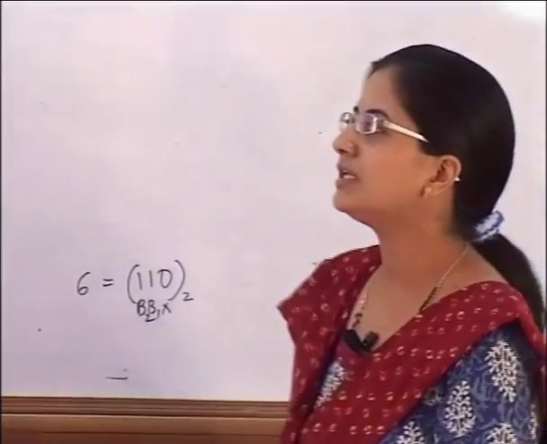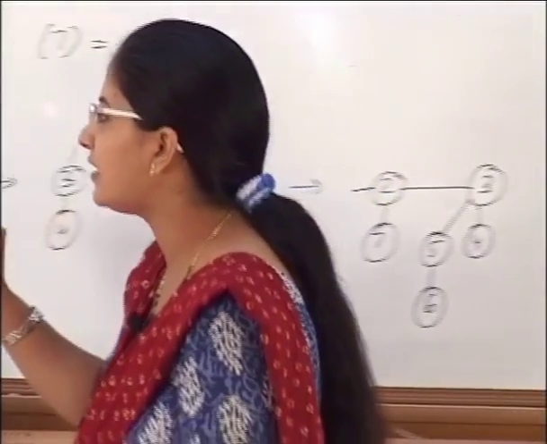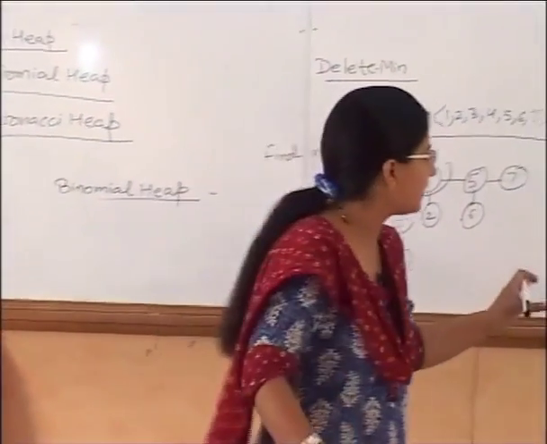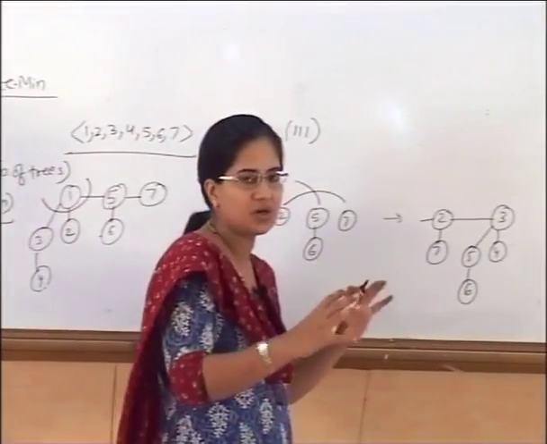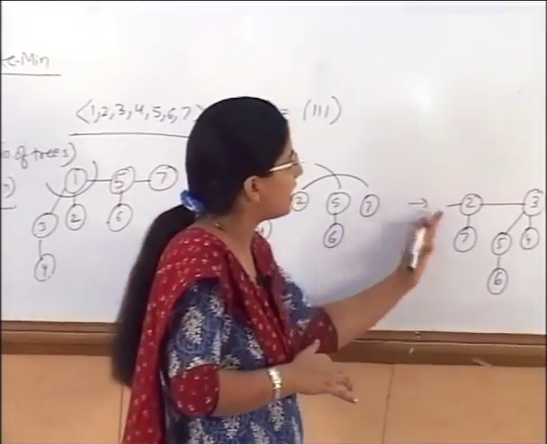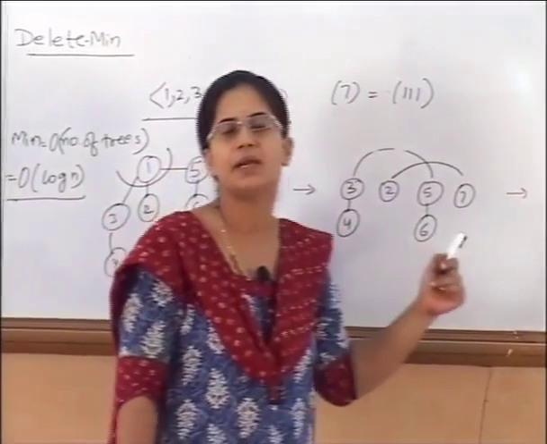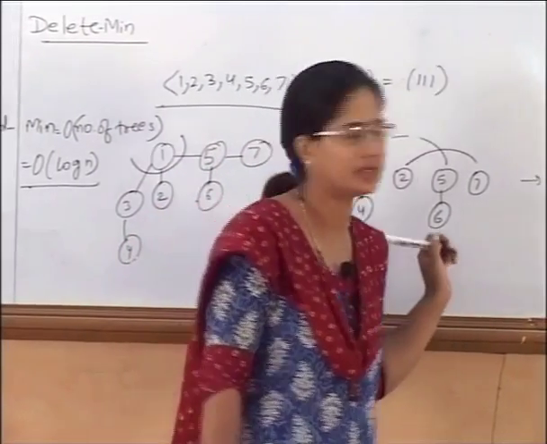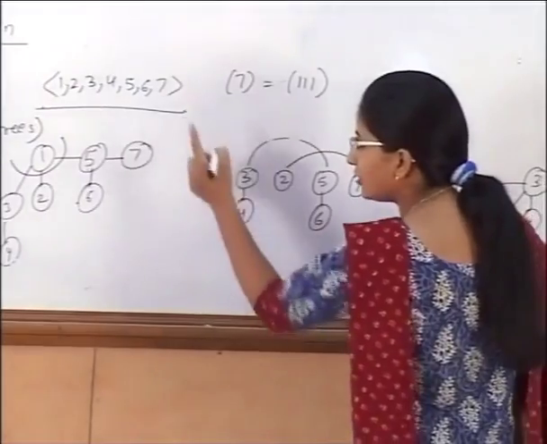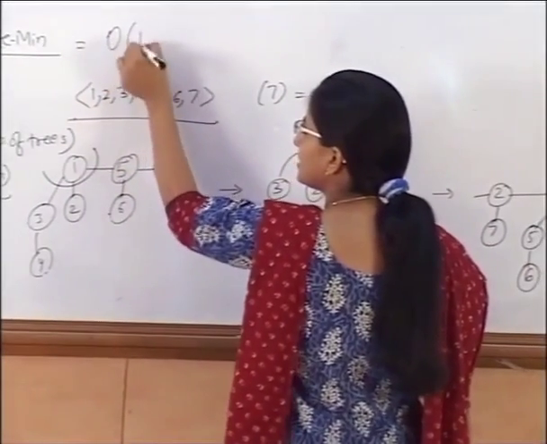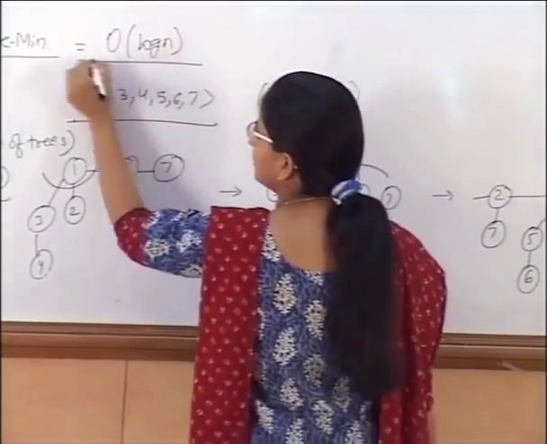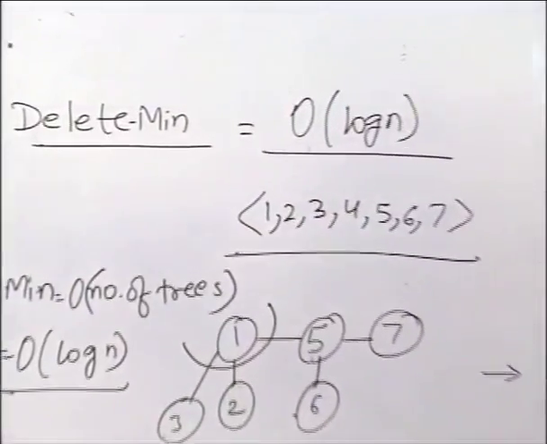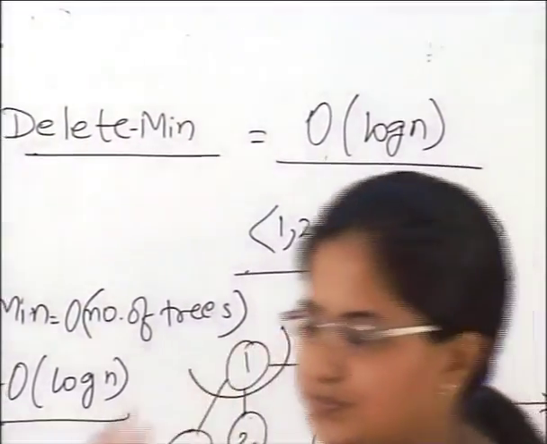Again, for the deletion operation, when I find the minimum value and it is removed from the binomial tree, we are left with binomial trees which we have to merge, organize into higher order binomial trees and put in the heap. So again it will depend upon the number of trees, and the number of trees is equivalent to log n. So the complexity for delete min will be worst case big O(log n), whereas in the binary heap it is big O(1), because the min is lying at the top.